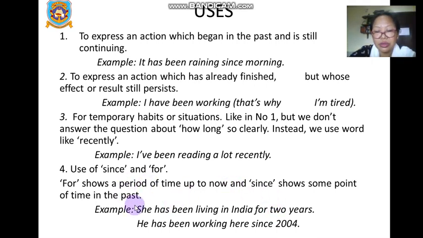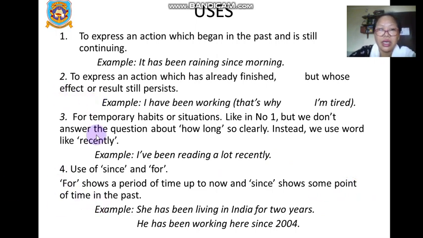Please remember the difference between for and since: for shows a period of time up to now, and since shows some point of time in the past. In the past, but we are not very particular. It shows some point of time in the past.